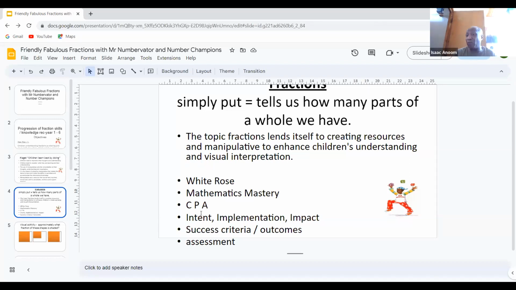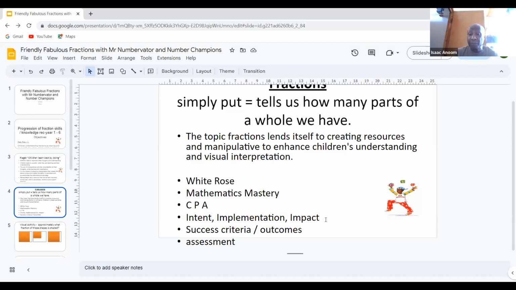What is the intent of your lesson? What are you aiming to get from teaching this? How do you intend to implement what you're going to be teaching? And what is the impact? What is the learning outcome? How can you measure the success criteria? And what am I looking for? How will I be able to measure the impact?